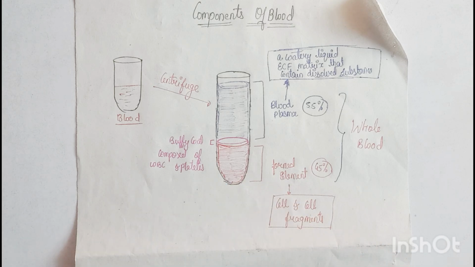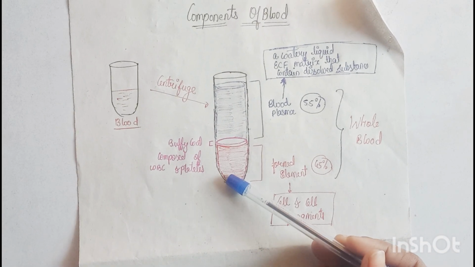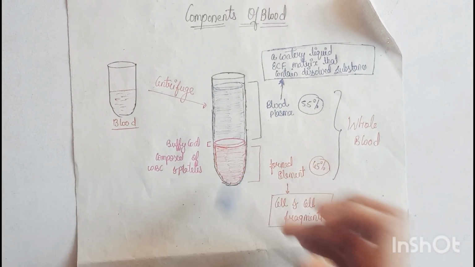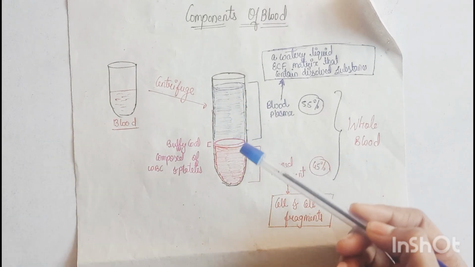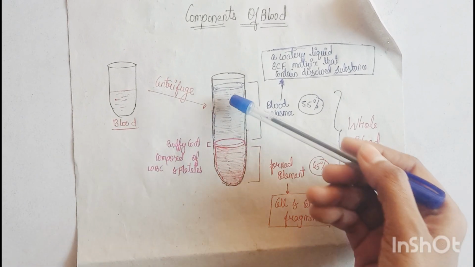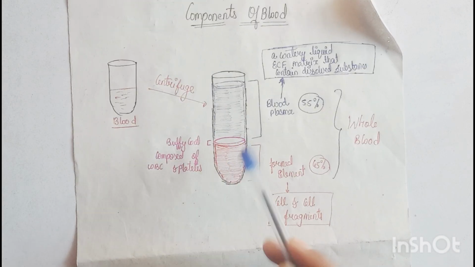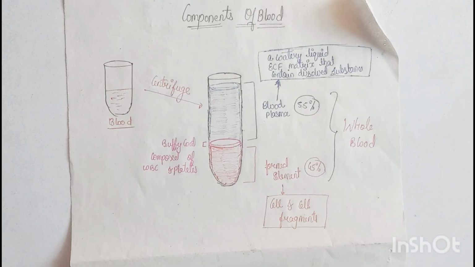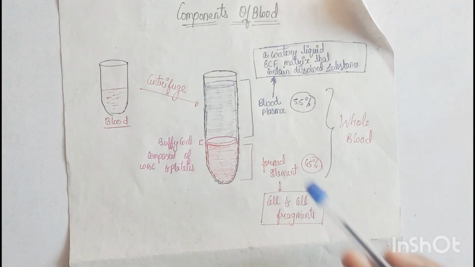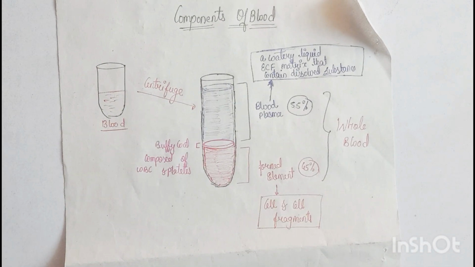than the formed elements. In between them, the WBC cells and platelets, which are colorless, are less dense than the red blood cells but more dense than the blood plasma. That's why they are present in between them and they form a buffy coat. In this buffy coat, WBC cells and platelets are present, and this is where the red blood cells are present, and this is the blood plasma. So this is about the components of the blood.